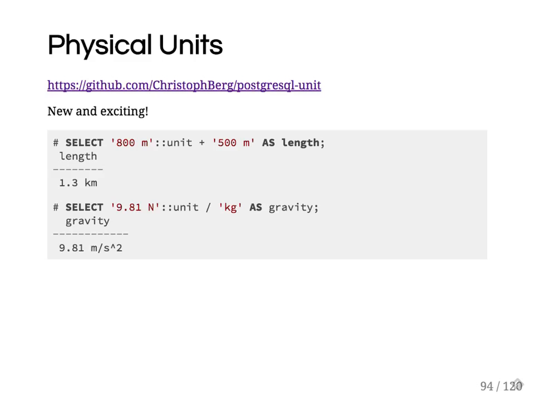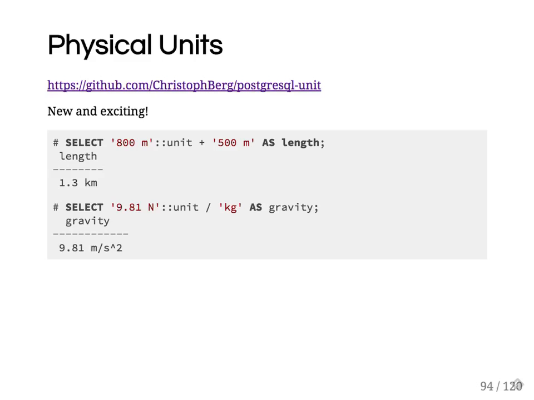And new and exciting to me, just discovered this recently, a physical units type. This is fantastic. We lost a Mars rover because people did unit conversions wrong, right? That's hundreds of millions of dollars that Postgres could have saved with this free software. But basically what's happening here is we're adding units to values, and then under the hood, the system knows dimensional analysis.